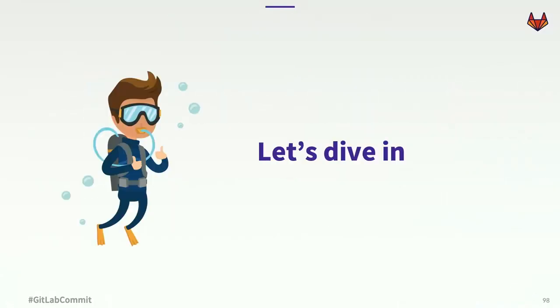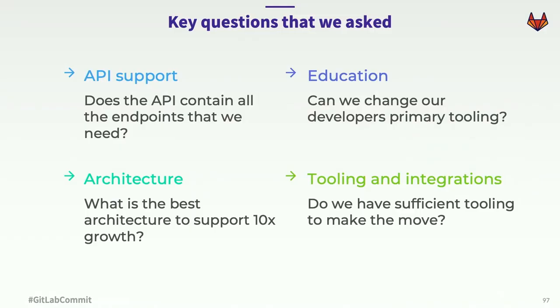So, the migration process. During the migration process, we asked ourselves some key questions. First, API support. There are a lot of things happening during the builds on our services, and we wanted to make sure that the new GitLab API really contains all the endpoints that we need to make those decisions. Architecture. We are a growing startup, and we are in a hyper-growth situation. How do we create an architecture that will stand up 10x from today? Education. Can you change your developers' main tool? Tooling and integration. Do we have sufficient tooling to make this move seamlessly? So let's dive in.